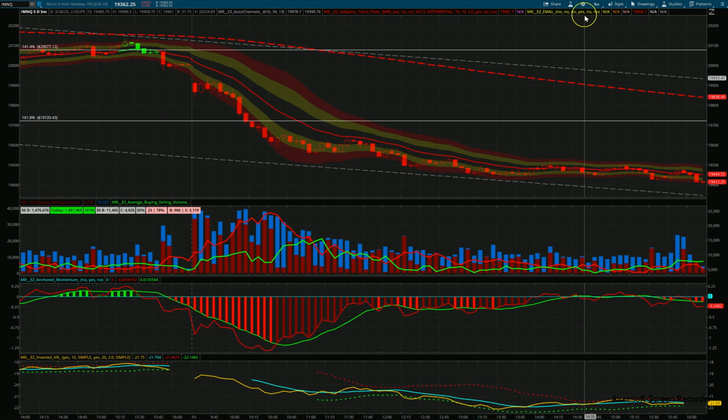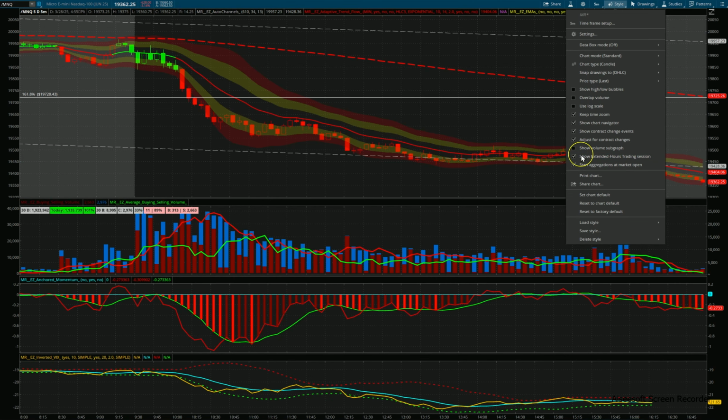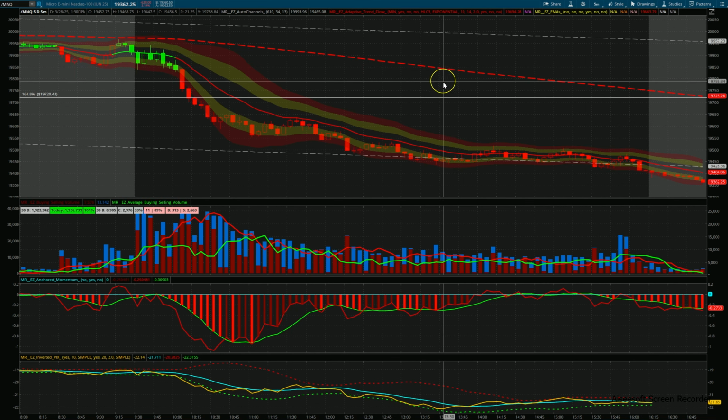But if I go up and we go back to style and I go to extended hours, all of a sudden the inverted VIX is fixed. So maybe I'll stick with this for the sake of this until I figure out how to switch between charts. I had the daily set up, I'm sorry, and now I'm on the 5 minute. And I have all the studies and everything already applied.